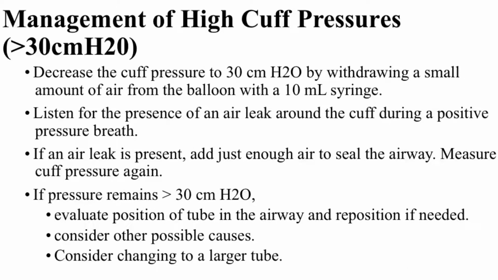Management of high cuff pressures. Decrease the cuff pressure to 30 centimeters of water by withdrawing a small amount of air from the balloon with a 10 cc syringe. Listen for the presence of an air leak around the cuff during a positive pressure breath. If an air leak is present, add just enough air to seal the airway. Measure the cuff pressure again.